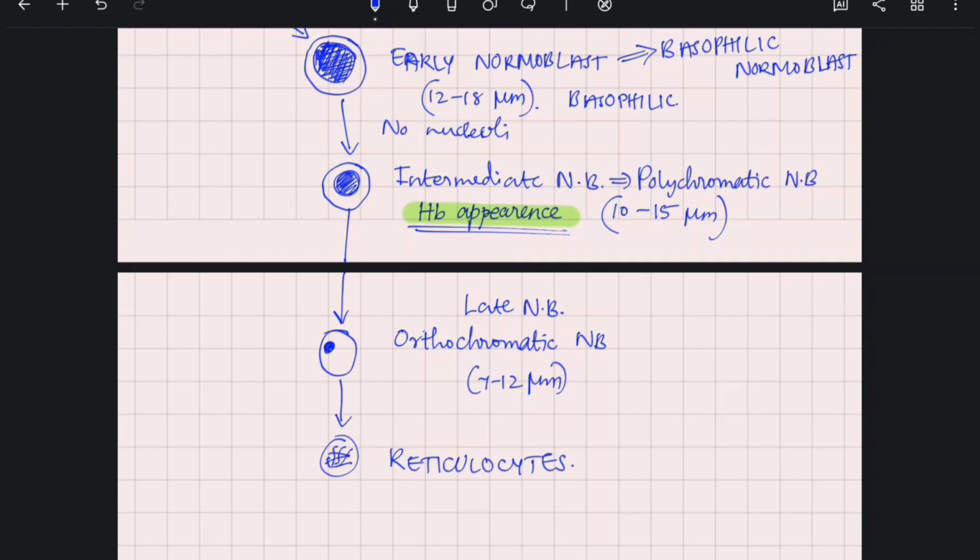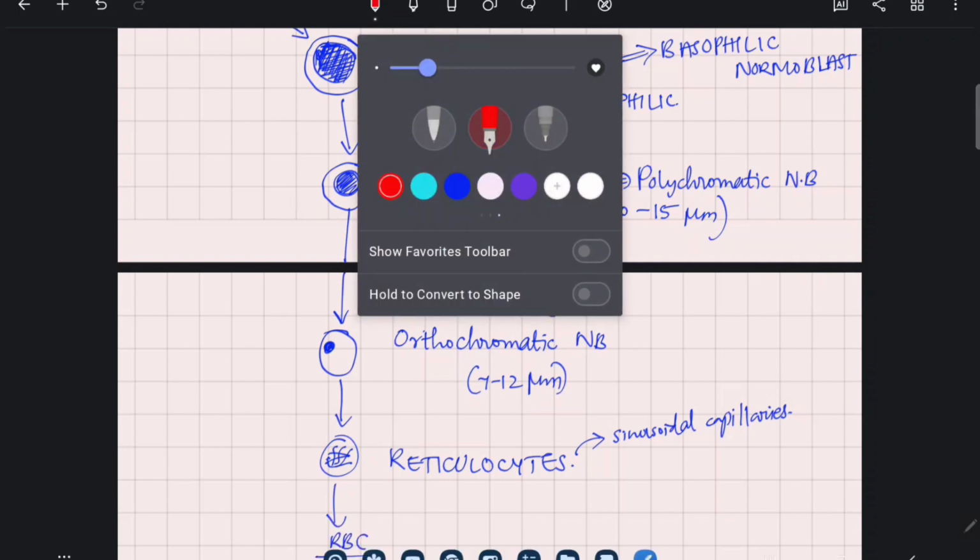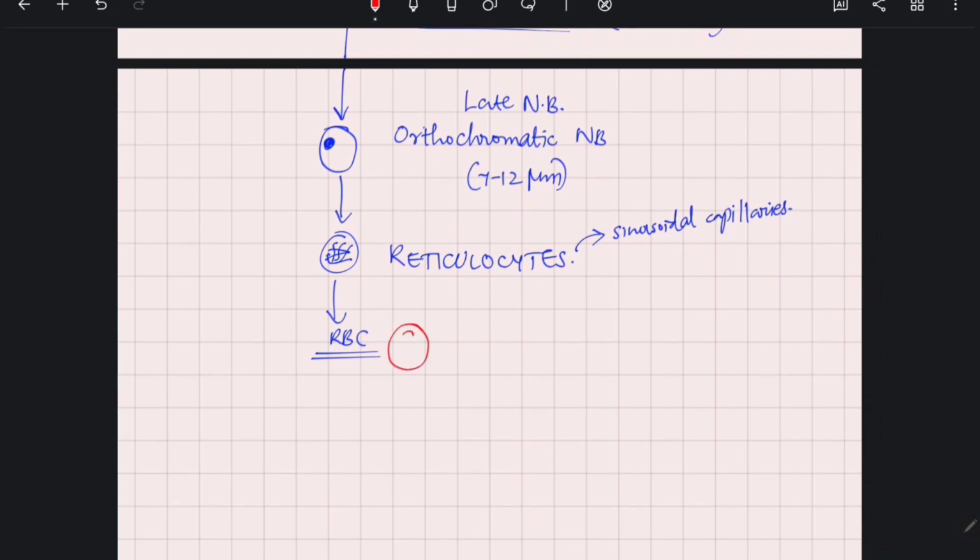The reticulocytes are transported to the bloodstream or the circulation from the bone marrow, through the sinusoidal capillaries. Okay, so the reticulocytes are transported through the sinusoidal capillaries to the main circulation, and in the circulation these reticulocytes will turn into what? RBC. Okay, our beloved RBC. We were trying to make this thing for a long time, right? So this is what happens.